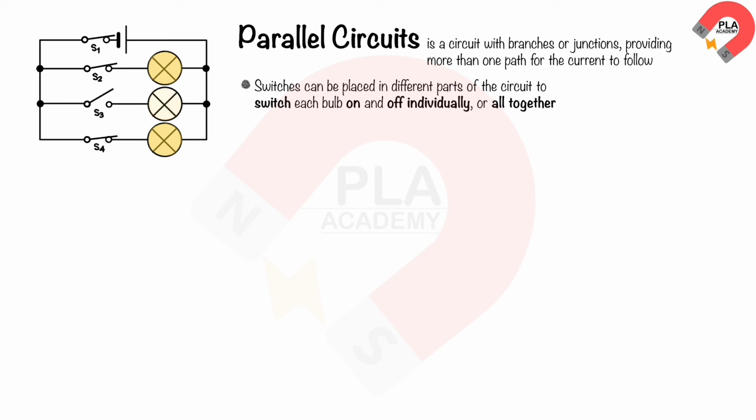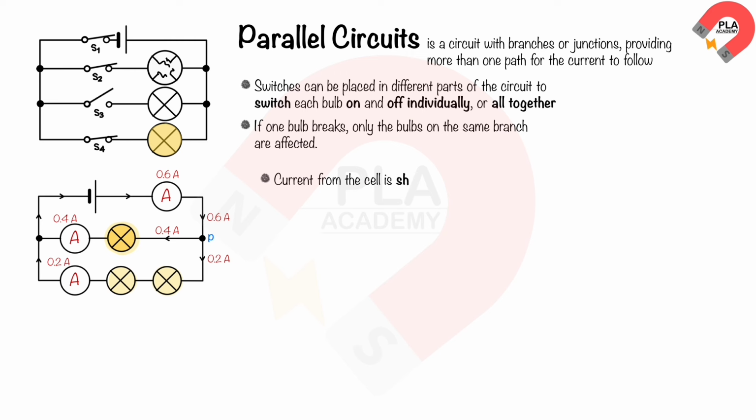If switch S3 opens, only the bulb on the same branch turns off. If switch S1 opens, all bulbs turn off. If one bulb breaks, only the bulbs on the same branch are affected. This means the current from the cell is shared in each branch.